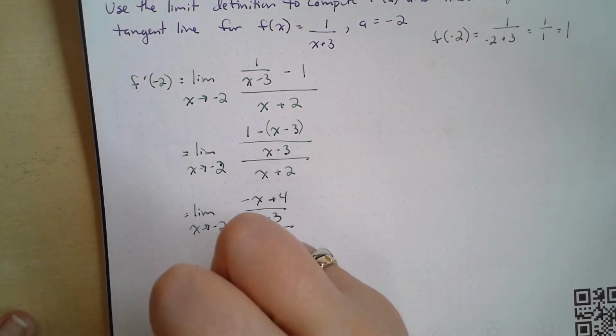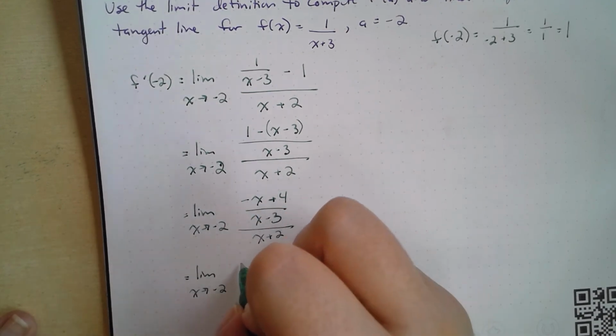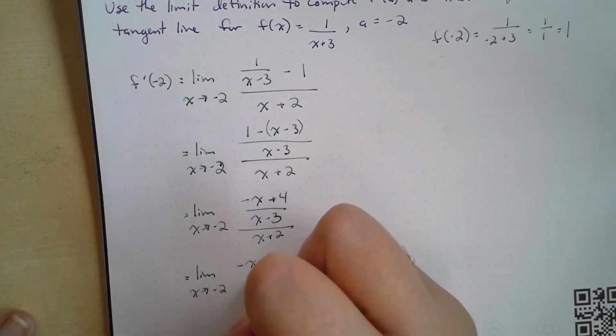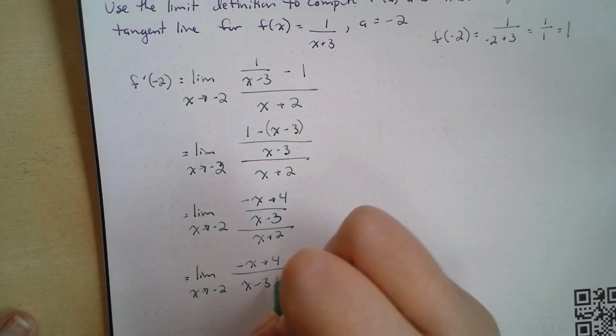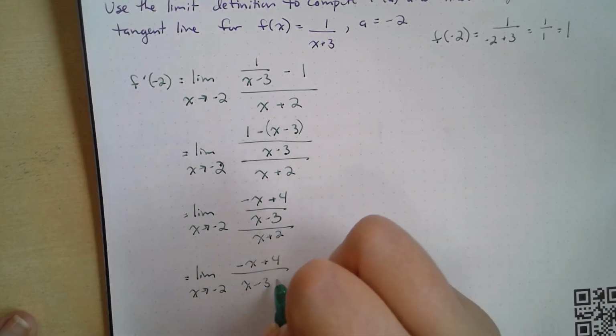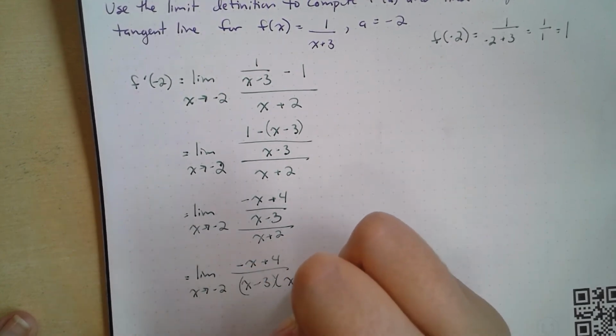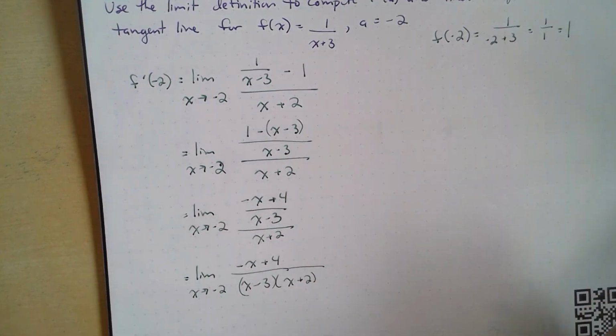So my limit as x approaches negative 2 of negative x plus 4 over x minus 3 times x plus 2. And that's going to give us a 0 there. I feel like I've made a mistake somewhere. I'm pausing again.